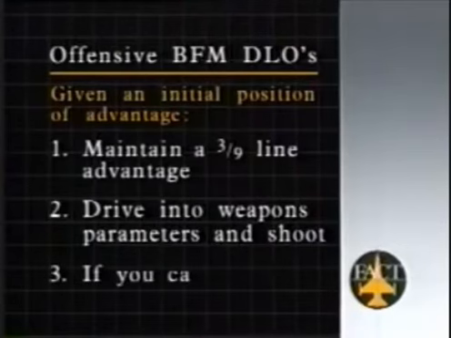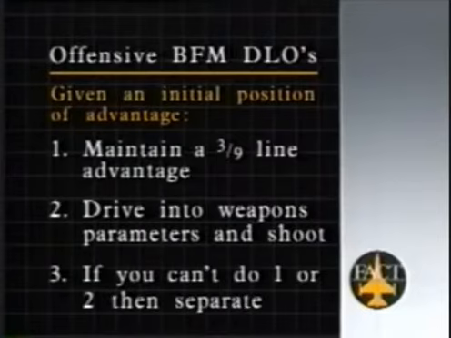You know, we want to make a shot. You want to get into a position and shoot a weapon. So that's the next DLO: maintain the 3-9 line, then shoot. The last one is, if you can't do 1 or 2, then get out of there. Leave, separate, because again, you're in a bad spot if you're not shooting somebody.